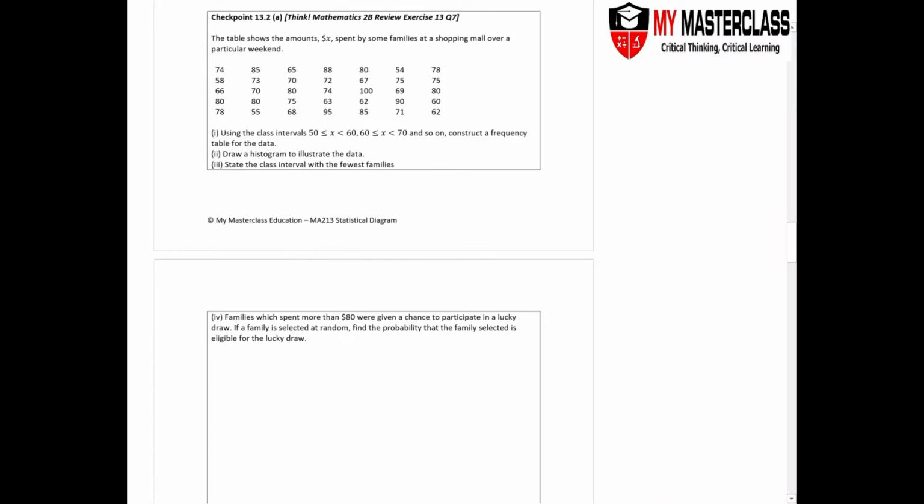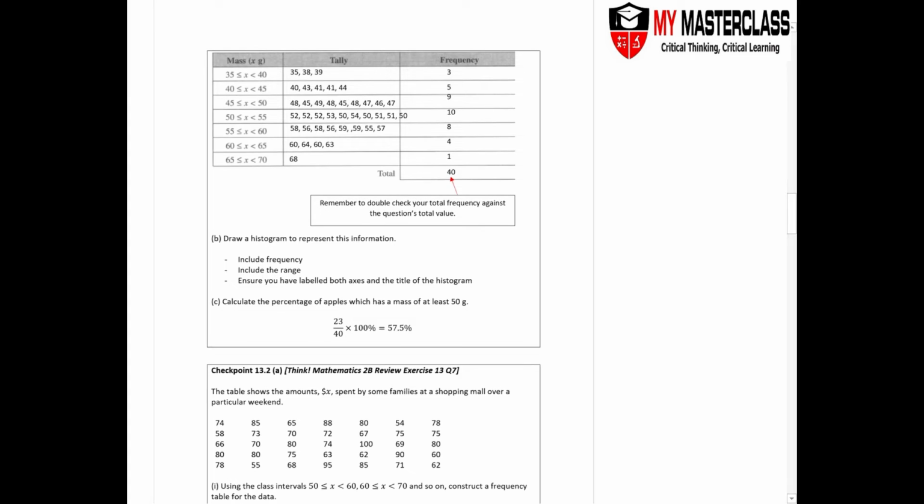Chapter of statistical data, let's take a look at checkpoint 13.2 part A. The table shows the amount X spent by some families at a shopping mall over a particular weekend. Use the class intervals of 50 to 60, 60 to 70 and so on. Construct a frequency table for the data.